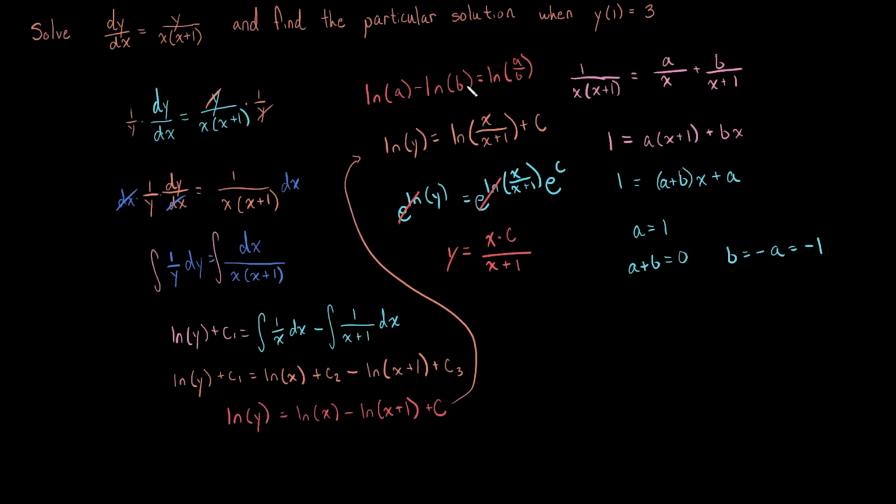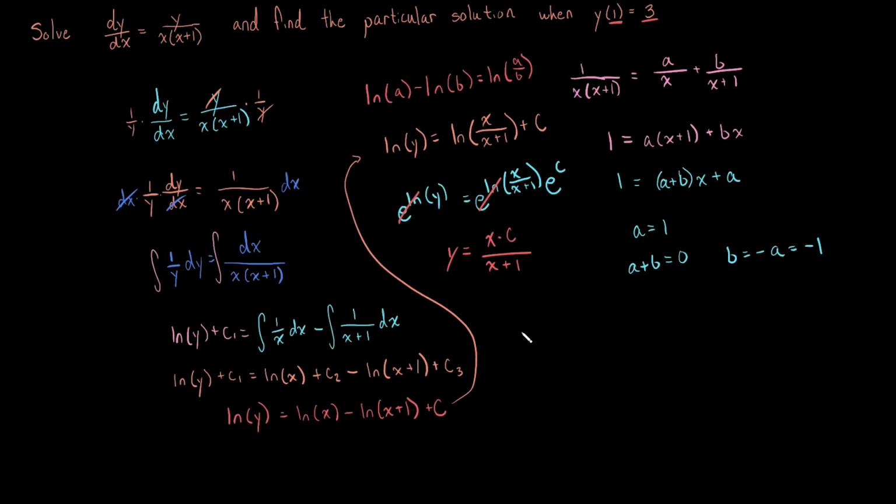And now here comes the part where we have to find the particular solution. So if you'll remember, we have to find the constant when y is equal to 3. So this is the y is equal to 3 part. And when x is equal to 1. So when x is equal to 1, that's what the x value is.